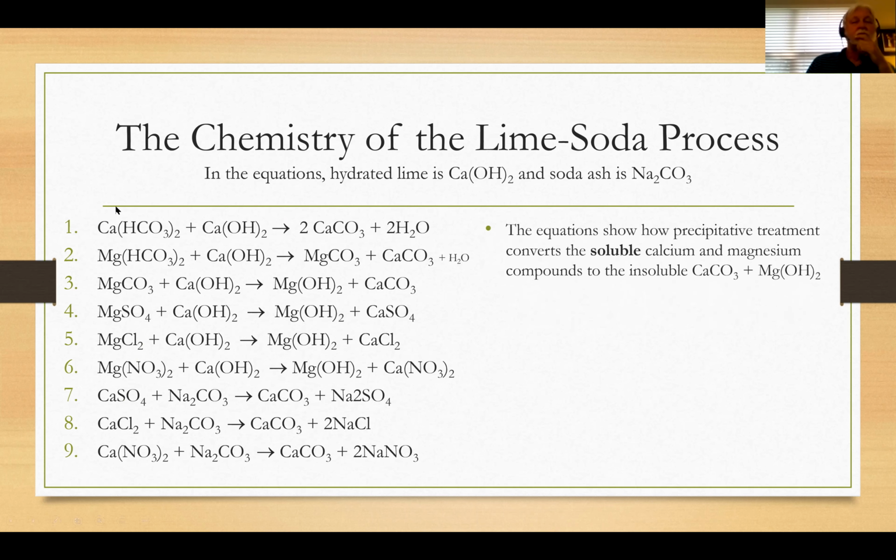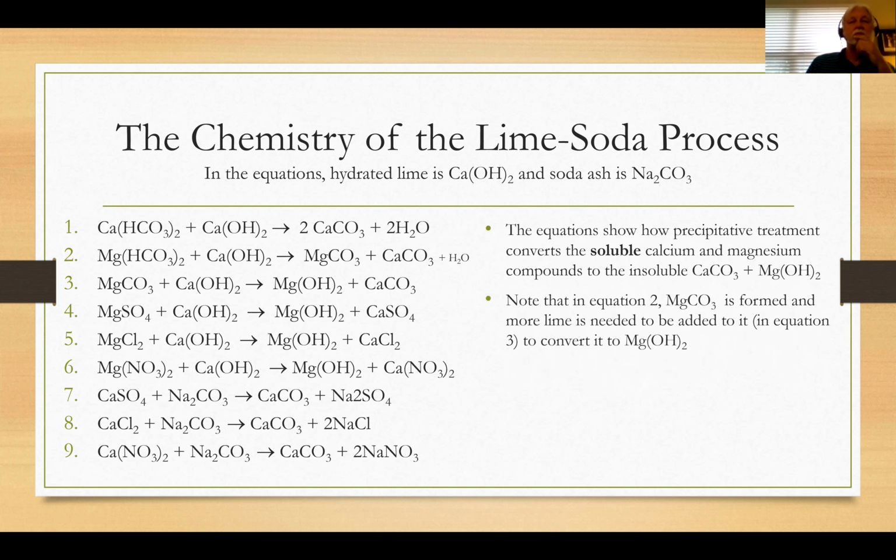Some things I can point out to you, of course, are that the equations show how the precipitative treatment converts soluble calcium and magnesium compounds to the insoluble calcium carbonate and magnesium hydroxide. I even told you that after those two compounds, we often put a down arrow to show you that these indeed are precipitates. Note that in equation 2, magnesium carbonate is formed, so we have to add more lime. So we actually have to get twice the lime to take out the magnesium carbonate compounds that we have. So this becomes a complex issue, and we have to really work hard to get our dosage formulas.